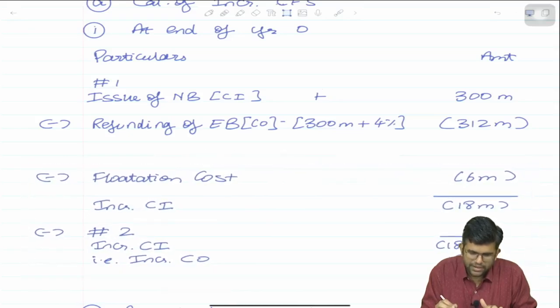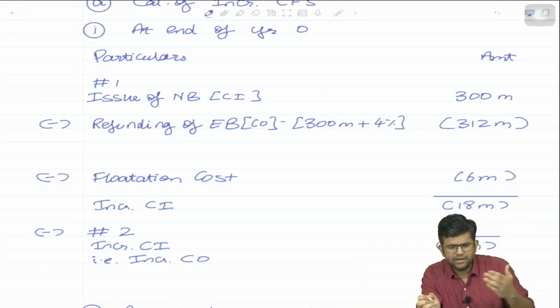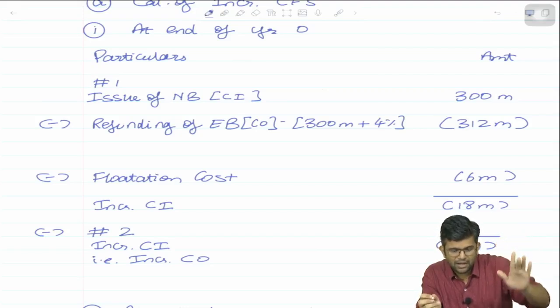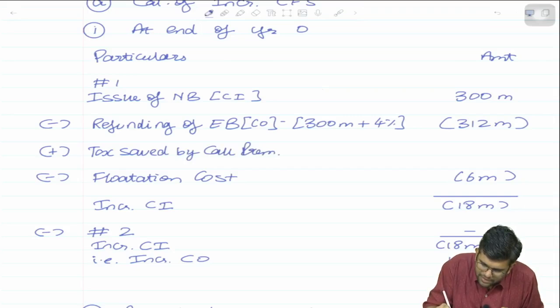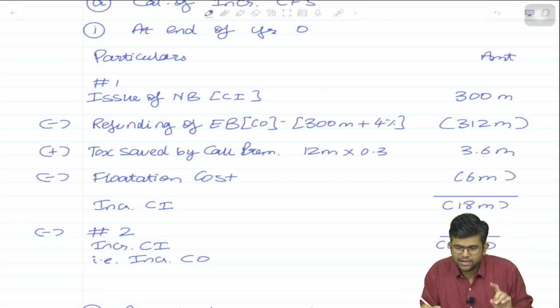And I am saying that if I go for story number 1, correct, 100% I will issue new bond from Mahalakshmi. I will get 300 million. I will repay Bhavani 312 million. But when I pay that 312, can I say I will also be getting tax saved by call premium? That will be 12 million into 0.3, 3.6 million inflow. Everybody clear? 3.6 million inflow.